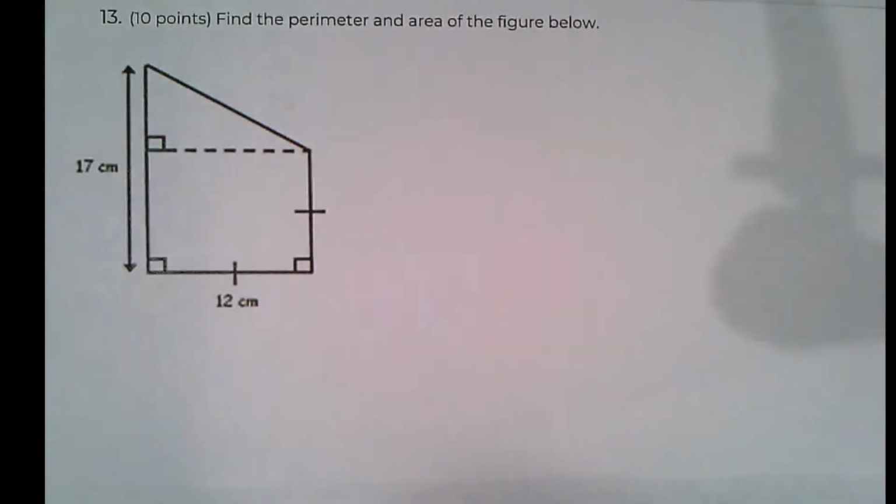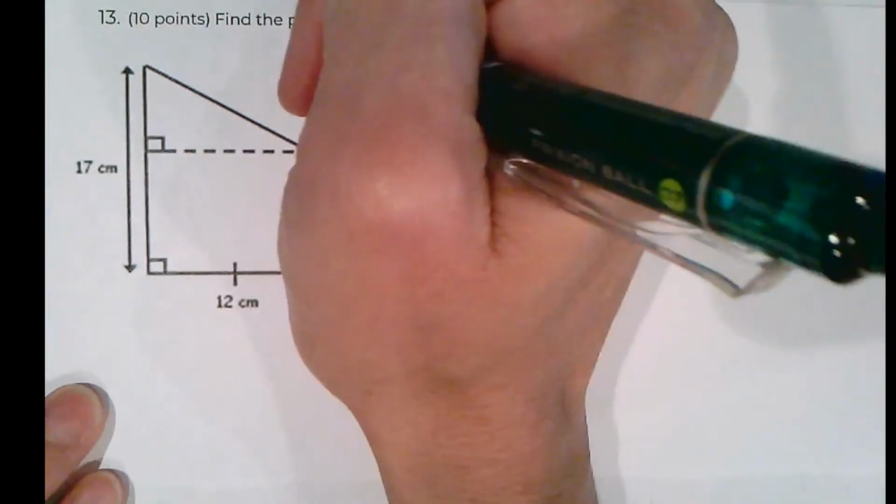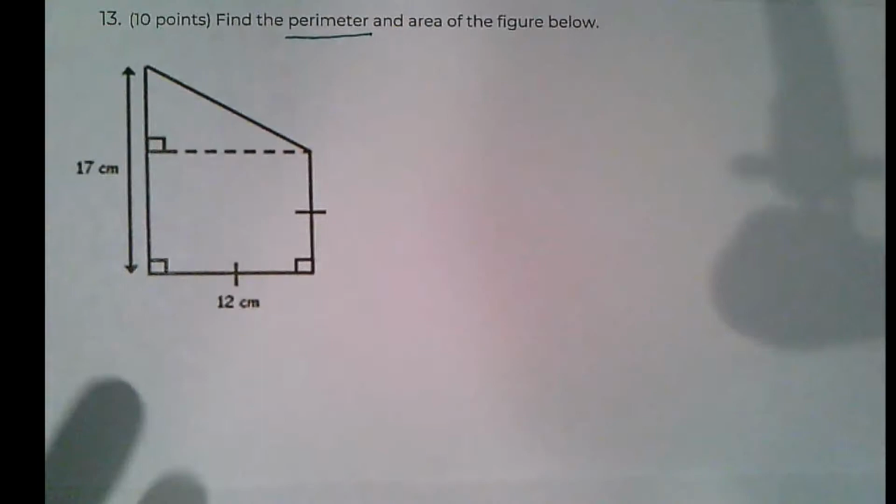All right, so 13 is actually one that's been on the worksheets you guys have done previously. Definitely fair game for me to grab anything off a knowledge check, recover, or worksheet. So in this case, no context, no crazy word problem, but we are asked to find two different things, the perimeter and the area.